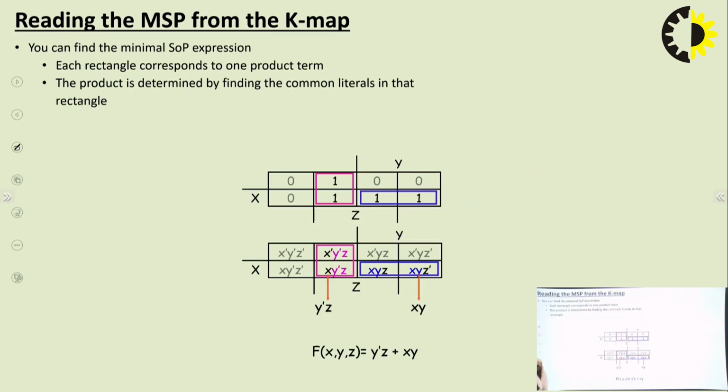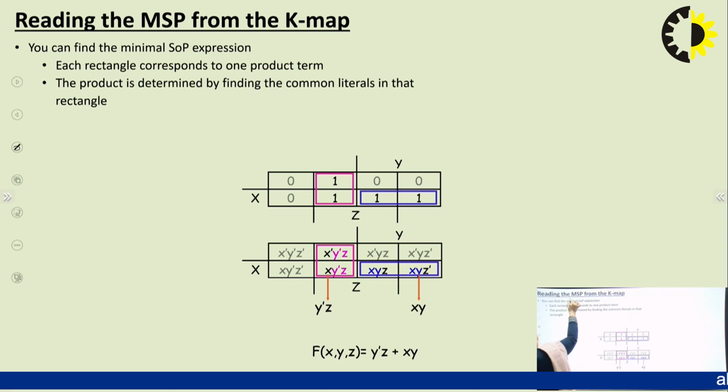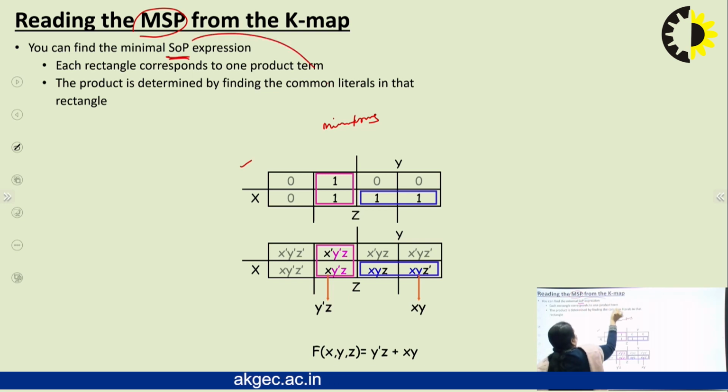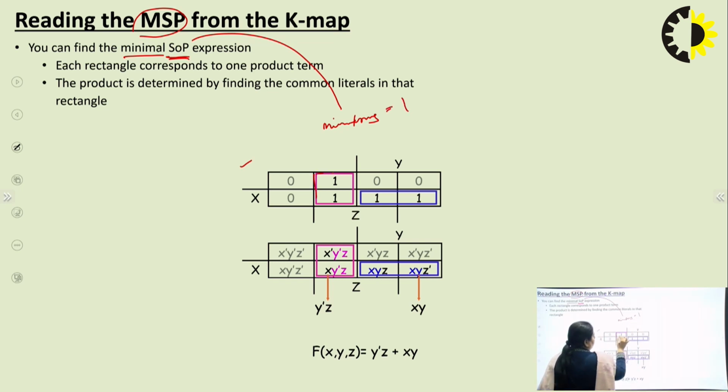Now, reading the minimal sum of product from the K-map. How do we read the minimal sum of product? For example, this is the K-map and we have to find the minimal sum of product. That is, we have to find the minterms, because we are having sum of products, with minterms and in minimal form. So this is the K-map. We have ones and zeros here. For minterms, we have to search for 1. So we are making the pairs now. So the first pair is this, the second pair is this.